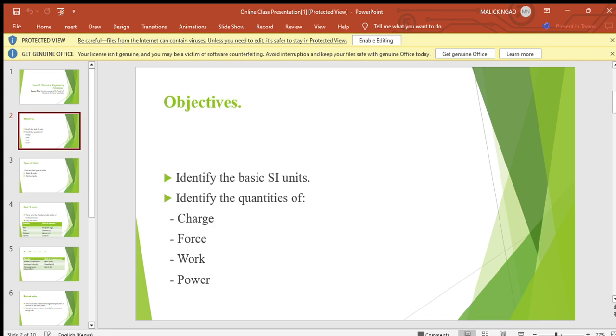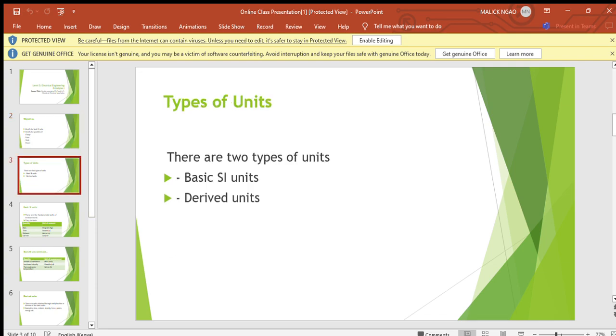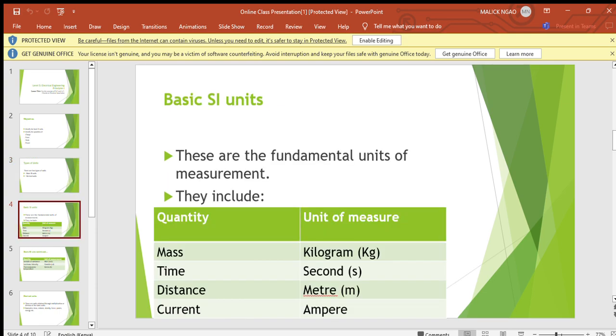So just to proceed to the main point, we normally have two main types of units. That is the basic SI units and the derived units. For the basic SI units, we normally define them as the fundamental units of measurements, and examples of such basic SI units include, as illustrated in the table below, the quantity and the unit of measure.